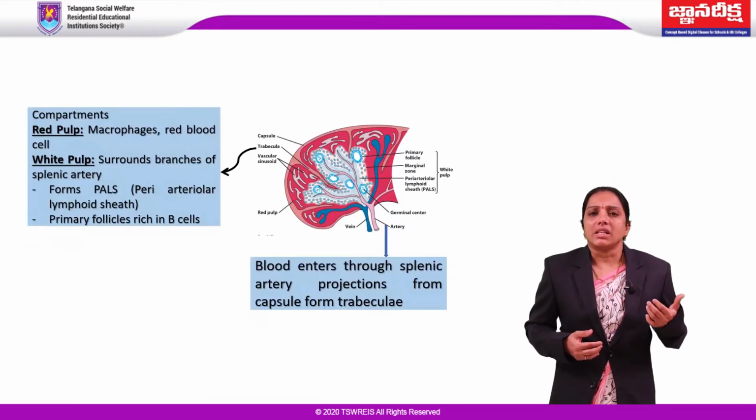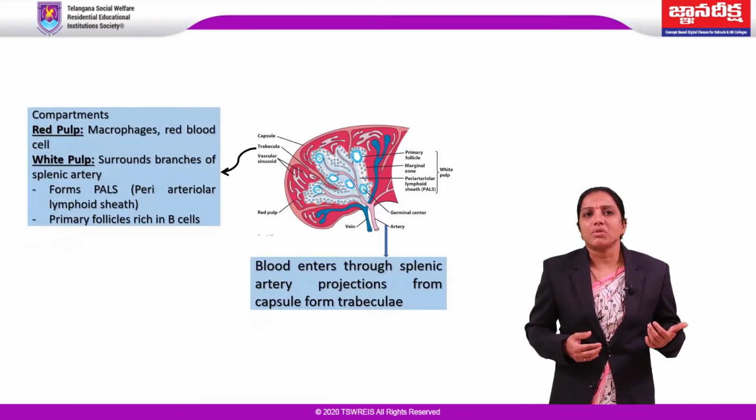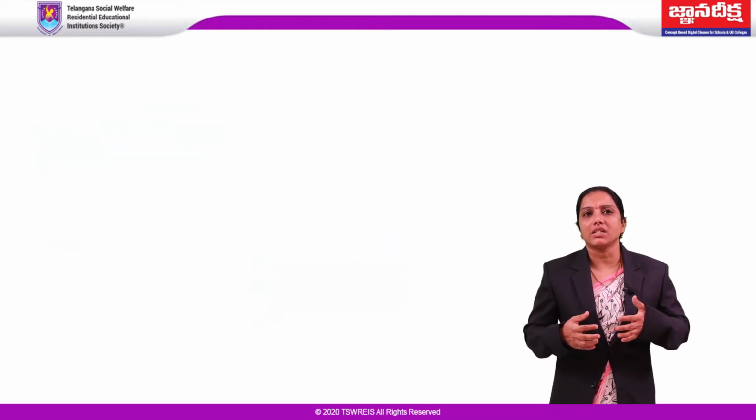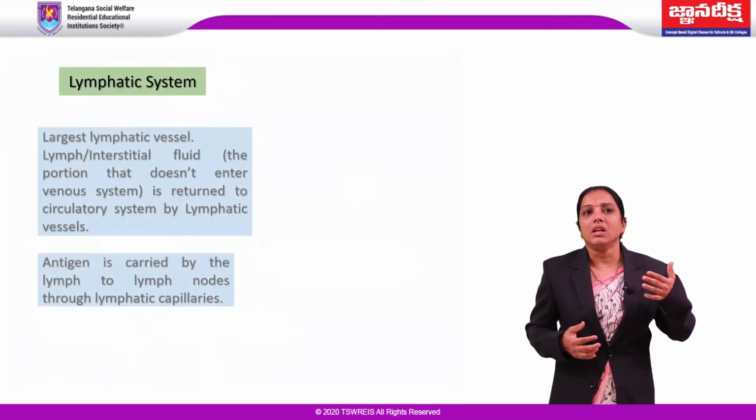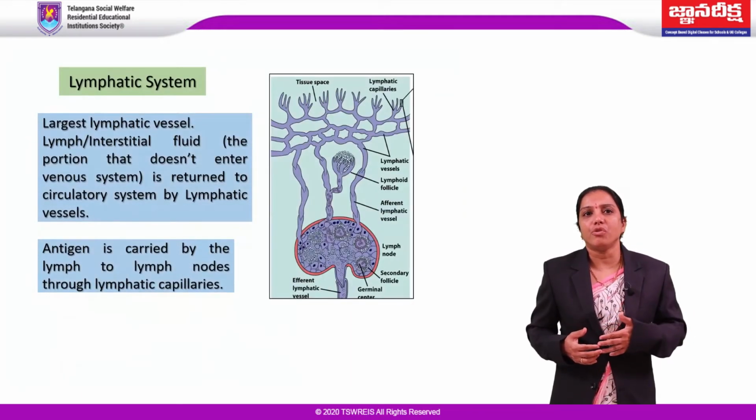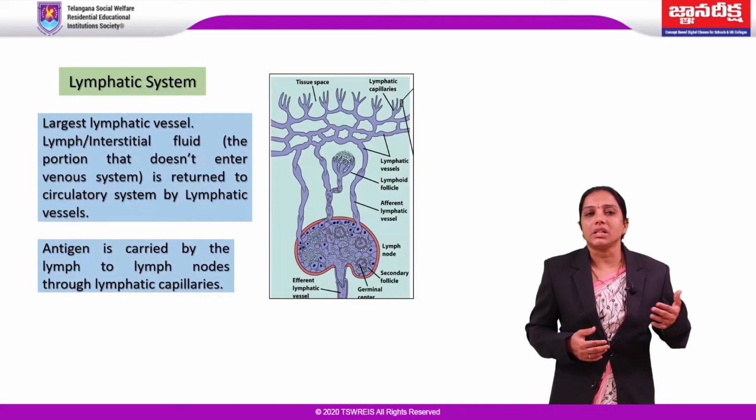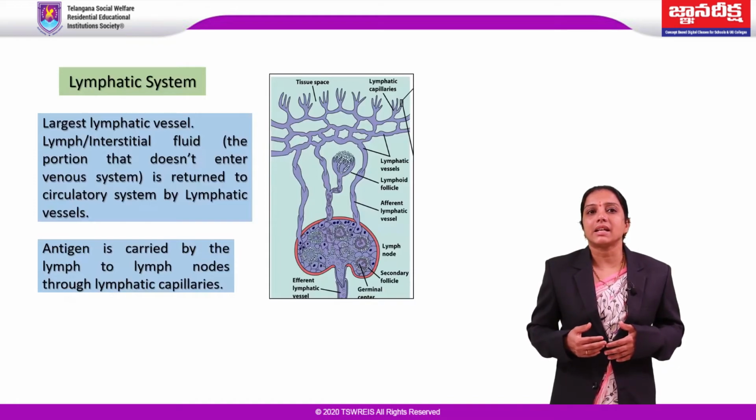And the secondary lymphoid organ also includes the lymphatic system, which has the largest lymphatic vessel with lymph interstitial fluid. That is, the portion of the fluid that does not enter the venous system is called lymphatic fluid, which is returned to the circulatory system by lymphatic vessels. And antigens are carried by this lymph to the lymph nodes.